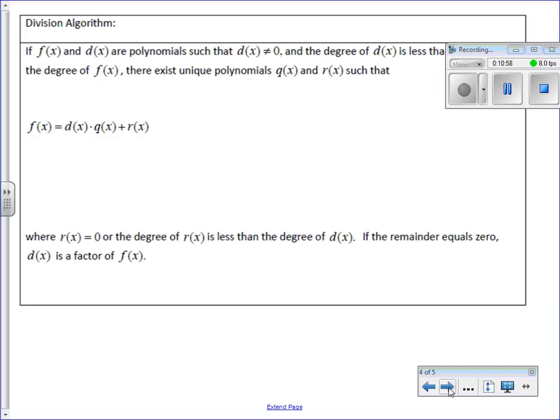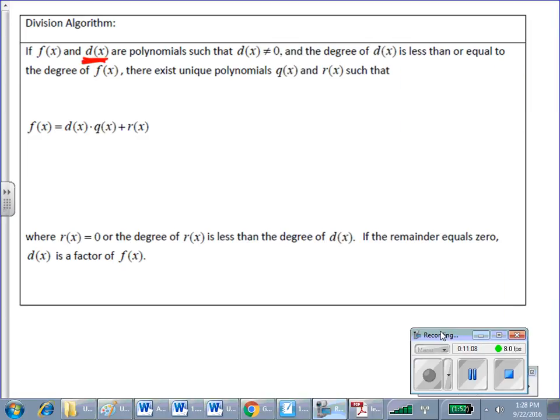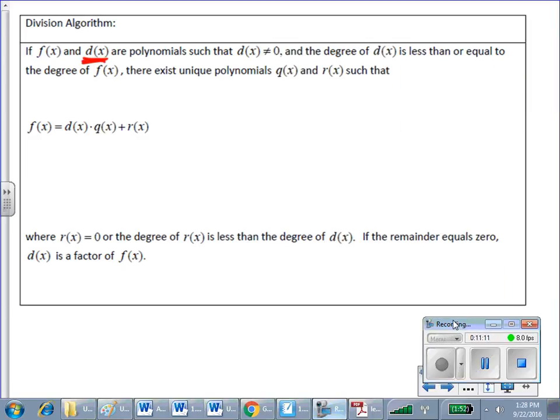So if I have two polynomials such that this one isn't 0, and the degree of this one is less than or equal to the degree of this one, that's just saying this one is bigger, kind of. You can think of it like that. Then there exist unique polynomials, q of x and r of x, such that this is true: f of x equals d of x times q of x plus r of x.